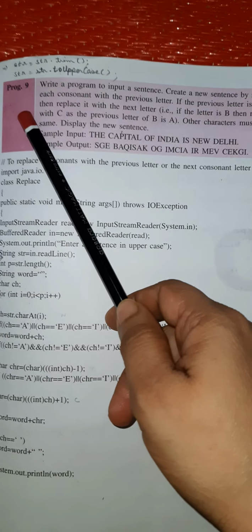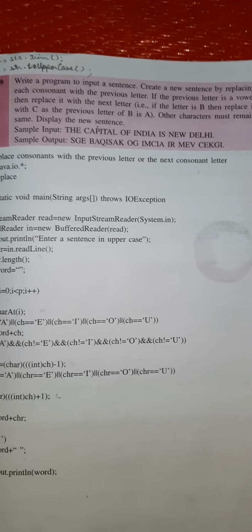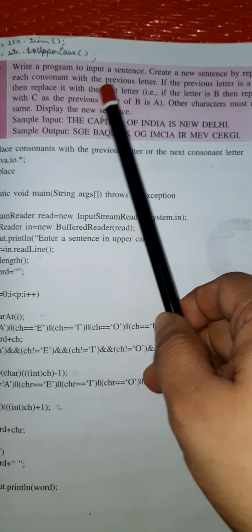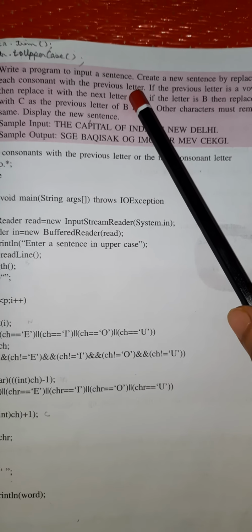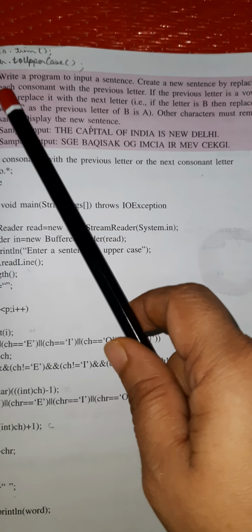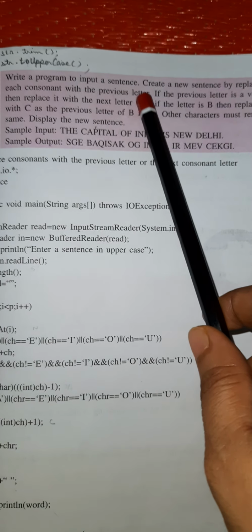So Standard 10, let's continue with program number 9. Before starting program number 9, first understand the question. What is it saying? Write a program to input a statement, and create a new statement by replacing each consonant with the previous letter.